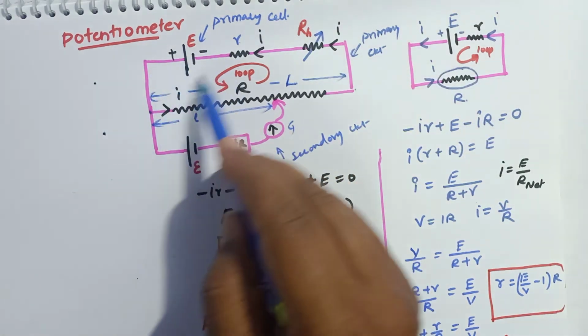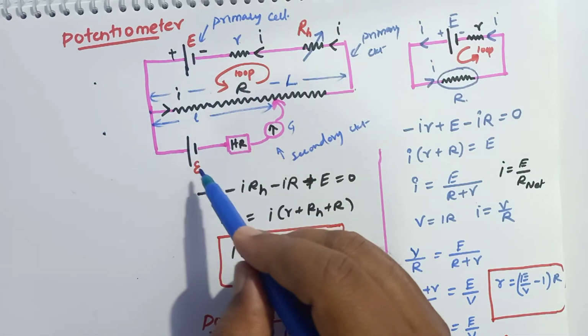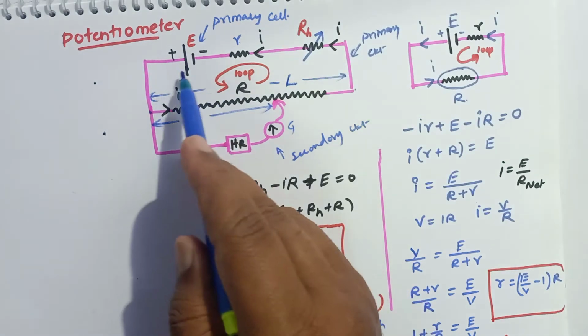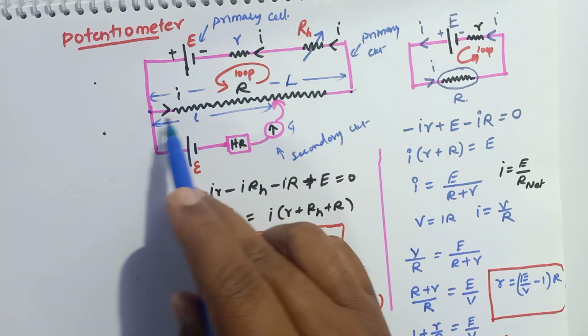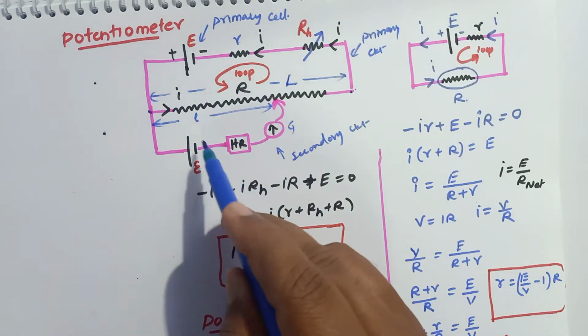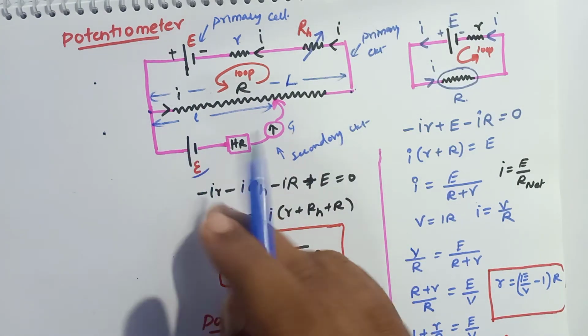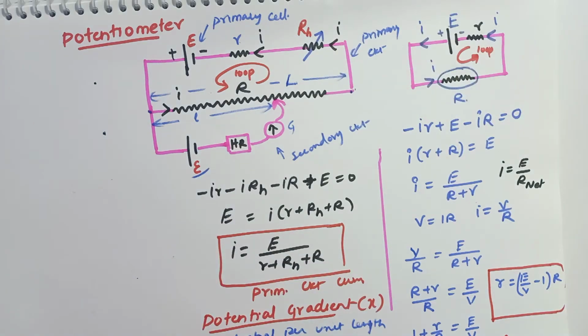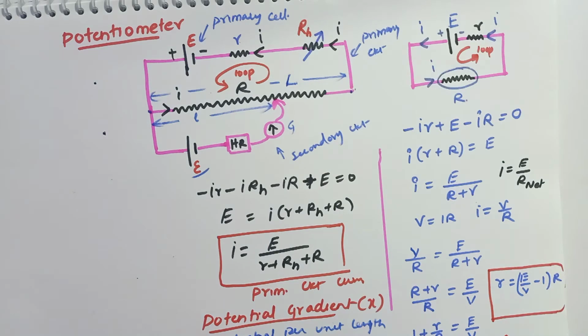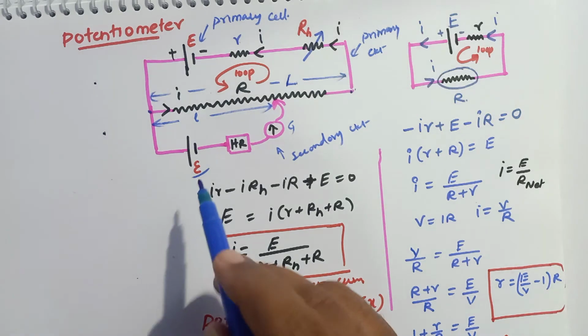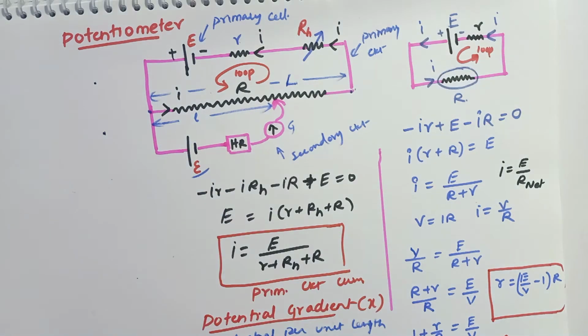This is the EMF which is called the primary cell EMF. This is the secondary cell EMF here. So the primary cell EMF is distributed from this end to that end in this wire. This is the secondary cell EMF which has to be measured. So our aim is to find out this unknown EMF. What is our aim in the process of potentiometer?